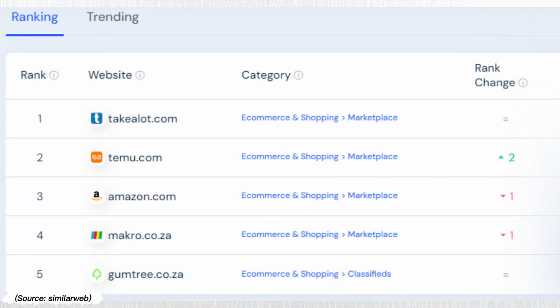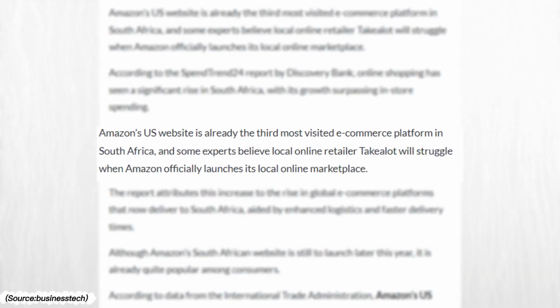The main problem for Takealot right now is that Amazon is trying to take a piece of the pie in the South African market. Amazon US website is the third most visited e-commerce platform in South Africa. Some experts believe that online retailer Takealot will struggle when Amazon officially launches in the local online markets.